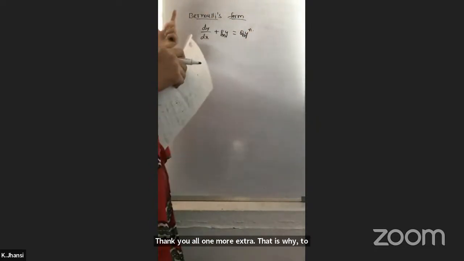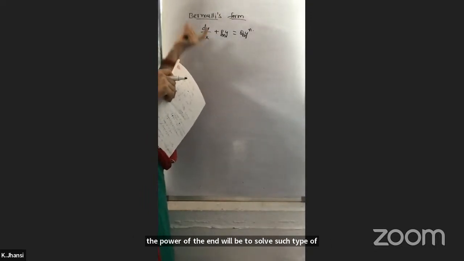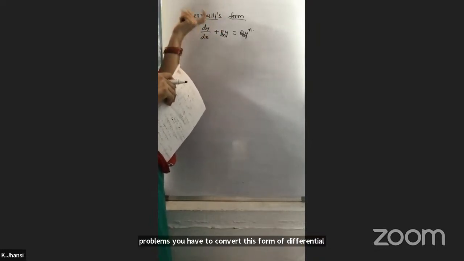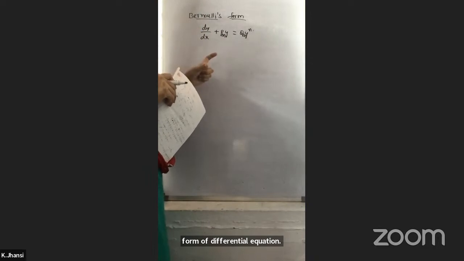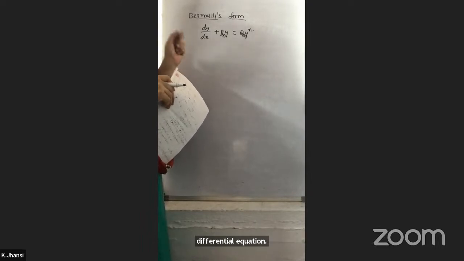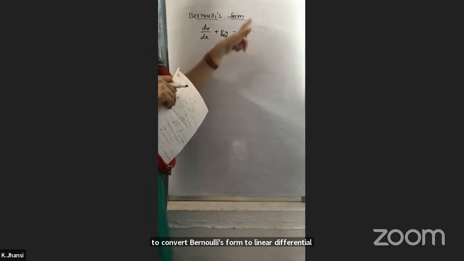To solve such types of problems, you have to convert this Bernoulli's form of differential equation into a linear differential equation. Then you have to find the solution. The procedure to convert Bernoulli's form to a linear differential equation is this: you have to eliminate this y to the power of n.